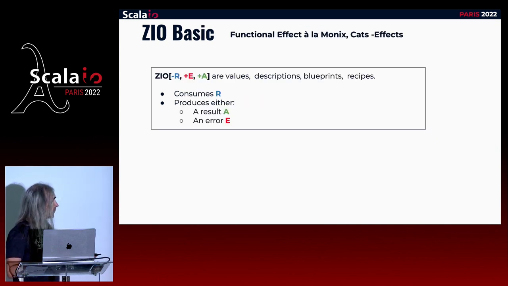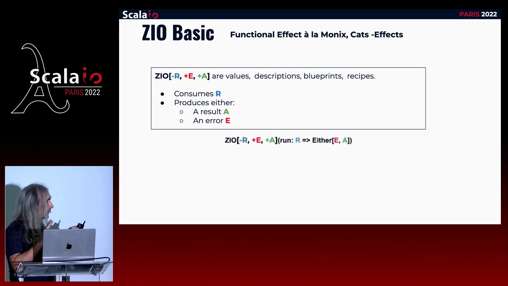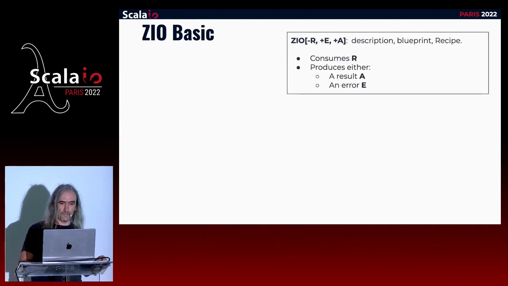ZIO, very shortly, are effects like Monix and Cats, and globally, that's just a value with three types. So it's just a description, okay, it's not a future, it's not running, it's just a description of a recipe of a processing. Globally, it consumes an environment, and it can produce a result when it works or a failure. A simple mental image is a function from R to Either of E of A. Of course, it's not implemented like this, but it can help to put across the idea.